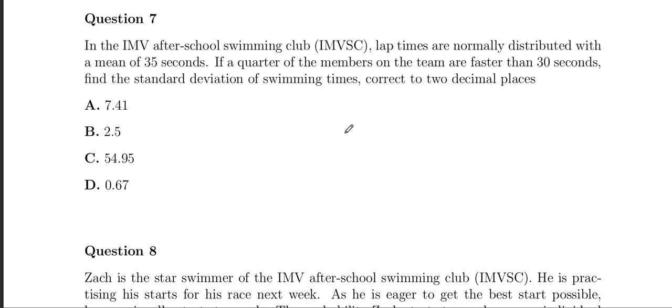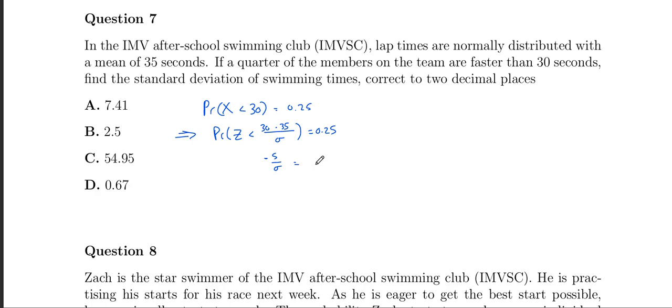All right, question 7. In the IMV school swimming club, lap times are normally distributed with a mean of 35. If a quarter of the members on the team are faster than 30 seconds, find the standard deviation. So we're given that the probability that it's faster than 30, so x is less than 30, is equal to 0.25. Then transforming this into the standard normal distribution, we get 30 minus 35 on sigma. So yeah, which is just negative 5 on sigma.